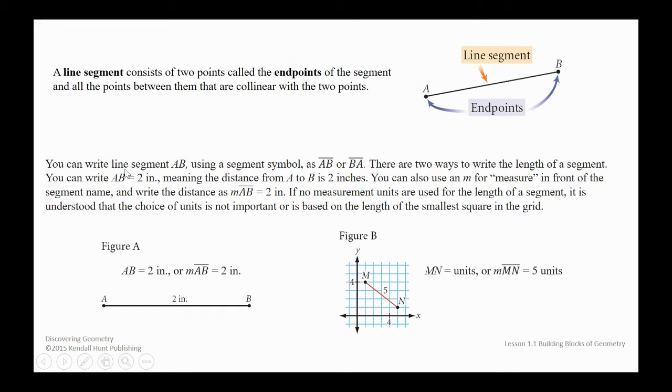And what you'll notice here is we use the symbol AB with a line over top, a line segment over top, with no arrows at the end, to denote that it's different from line AB, where we had the arrows.